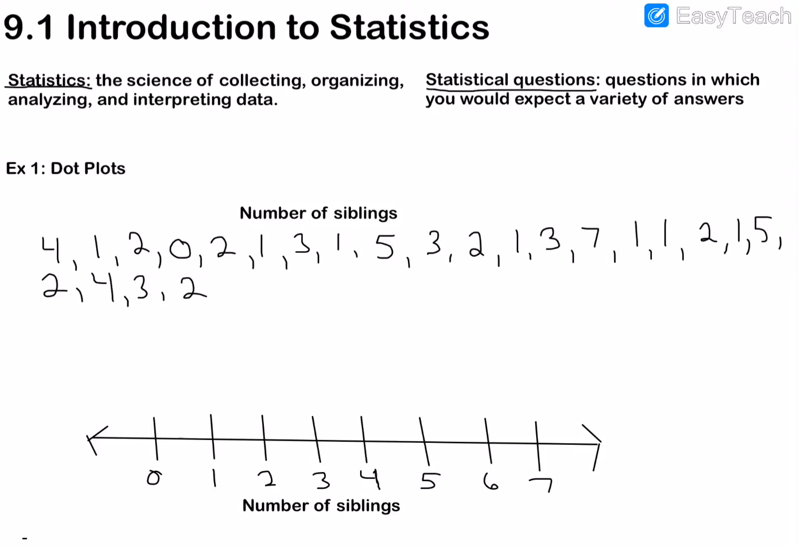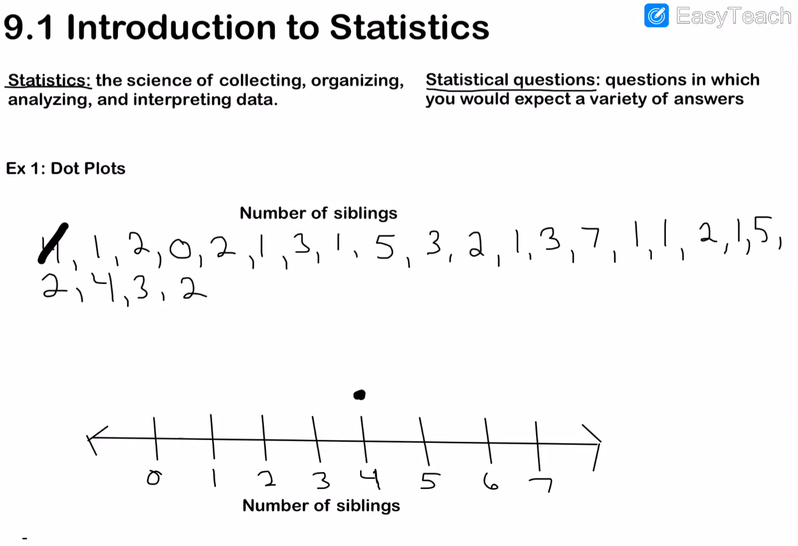So I'm going to just go along the line and put the dots where they go, and I'll show you what I mean here. We'll start with the first one. The first one is 4. So I'm going to put a dot at 4, and then I'm going to cross it out so I know that I already graphed that.